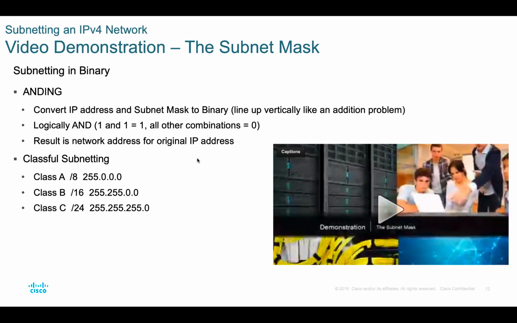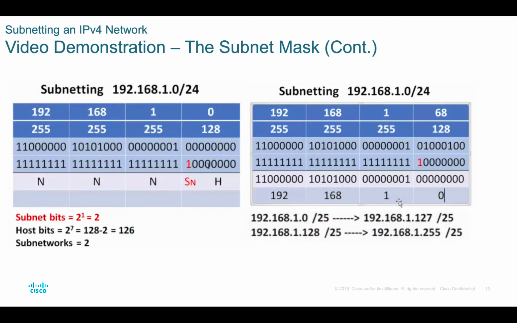Okay? And you can do that with Class A, Class B, Class C. I talked about those earlier. But I wanted to make sure you understood the process here of ANDing is necessary. If you take the IP address, AND it with the mask, then you will get the network address. This is literally what the routers do to determine which interface to send it out. Okay. So subnetting, we talked a little bit about a /25 here.